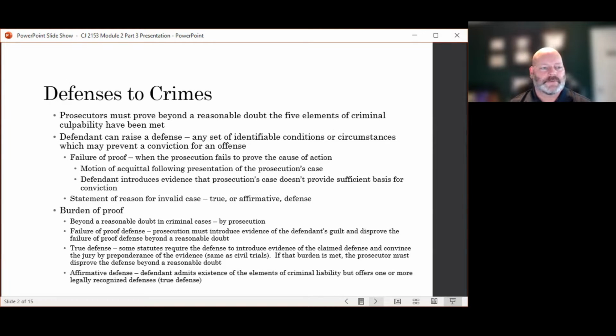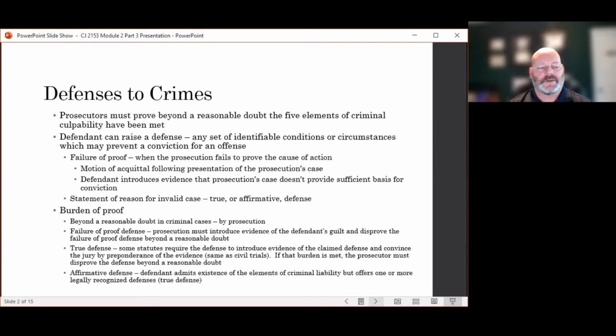Under a true defense, some statutes require the defense to introduce evidence of the claimed defense and convince the jury by a preponderance of the evidence, which is the same burden of proof in a civil trial. If that burden is met, the prosecutor must prove the defense beyond a reasonable doubt.